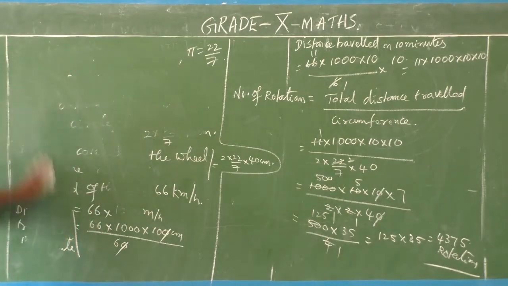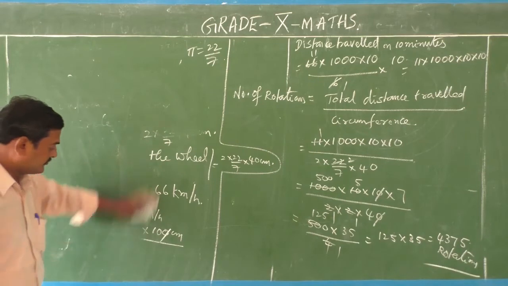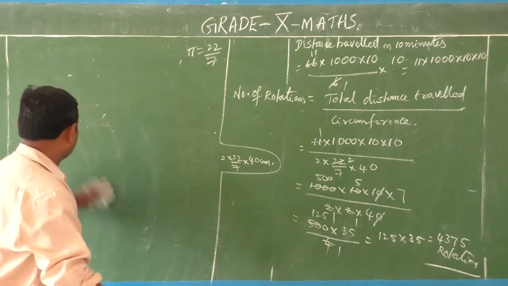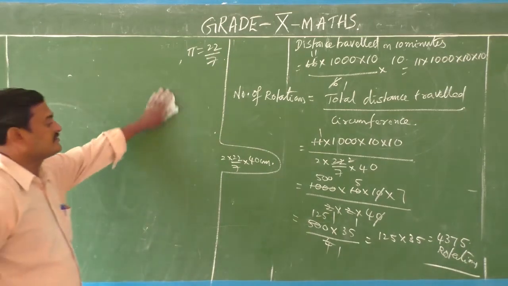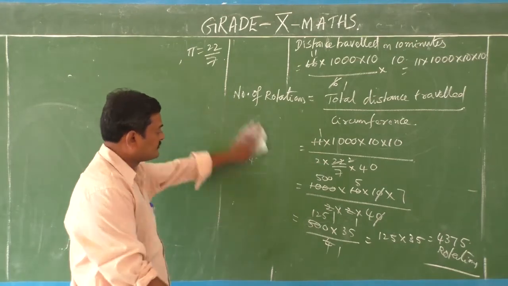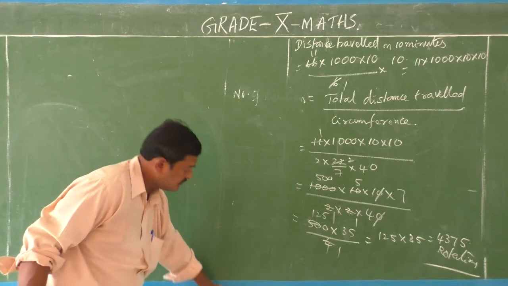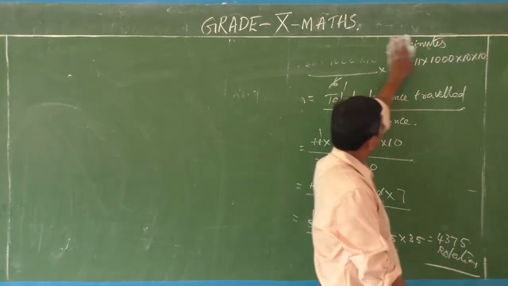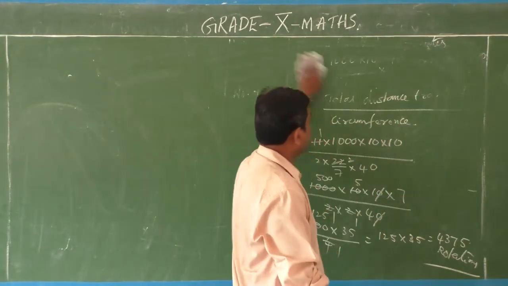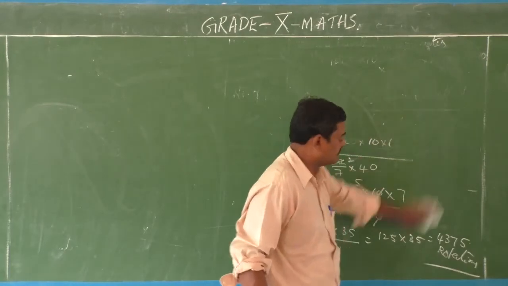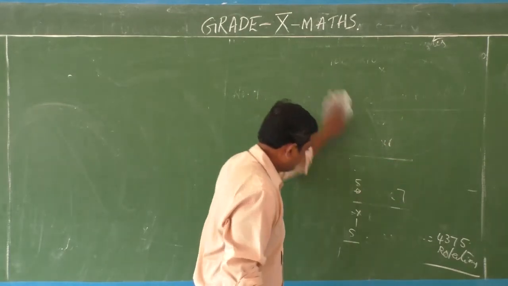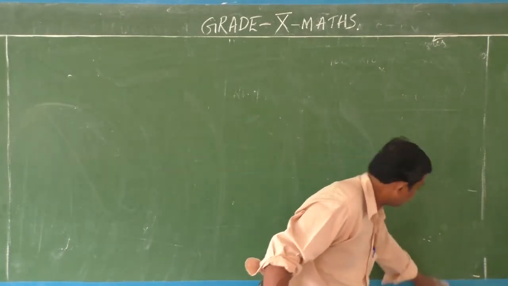So a car is traveling at 66 kilometers per hour, and the diameter is 80 centimeters. Then how many rotations does it make? It makes 4375 rotations with the speed of 66 kilometers per hour.